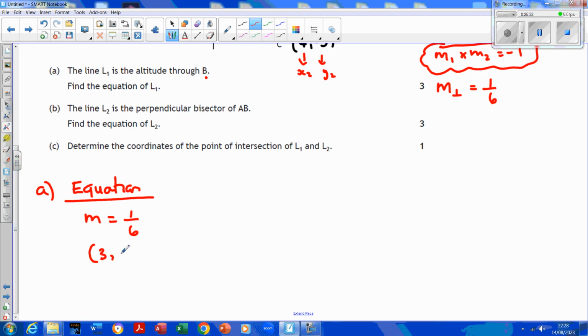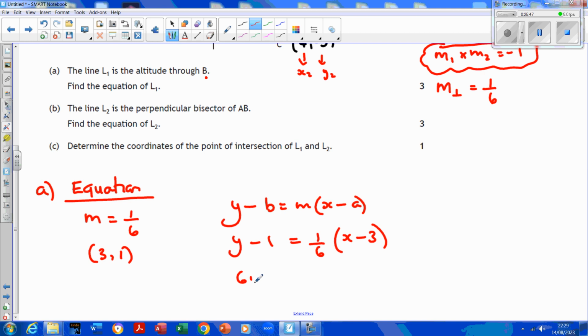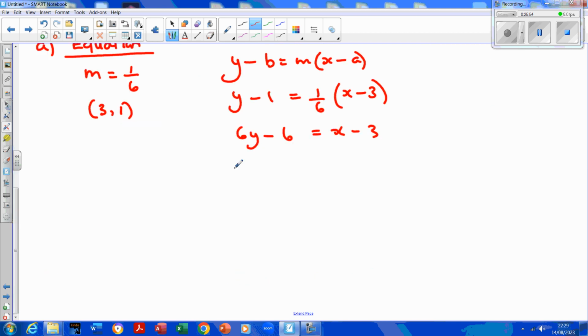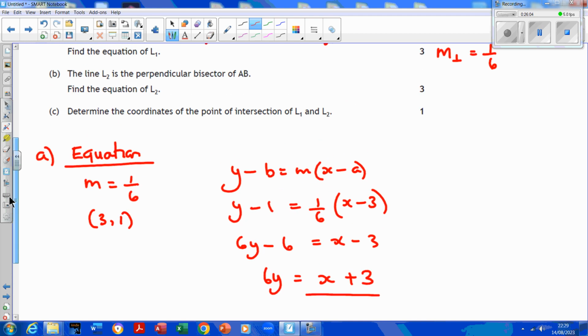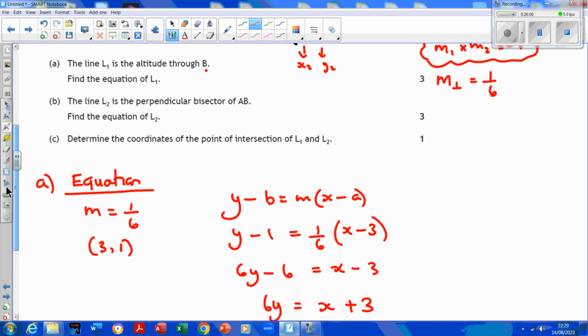So therefore, back to y minus b is equal to m times x minus a. So that would be y minus 1 is equal to 1/6 times x minus 3, multiplied by 6, 6y minus 6 is equal to 1 times x minus 3, which is just x minus 3. And we'll finish it off by saying 6y is equal to x. We want to add 6 on both sides, so it's x plus 3. So that's the equation of line L1, and that's the altitude through B.